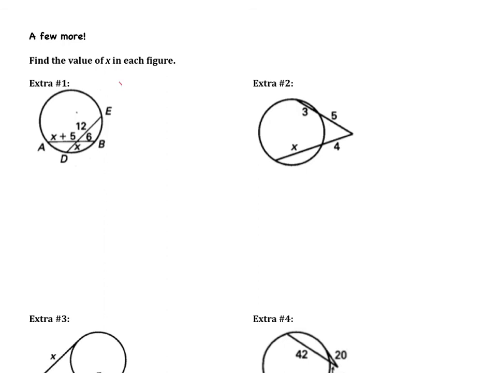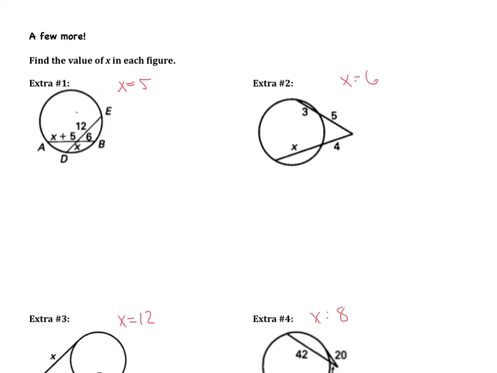For extra number 1, you should have gotten x equals 5. For extra number 2, you will get x equals 6. For extra example number 3, you will get x equals 12. And extra example number 4, you will get x equals 8. Now I'm going to go through them. Watch the ones that you would like, or watch all of them.